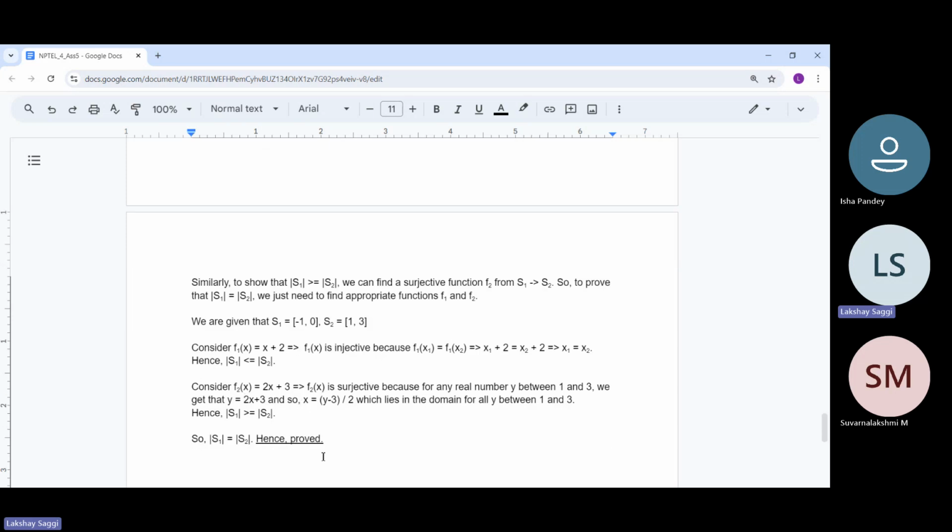Yeah. So this was a bit more involved, but yeah. Okay, I guess Isha is typing something in the chat. Okay, so Isha is just saying that she has to. Suvarna Lakshmi is also typing something.